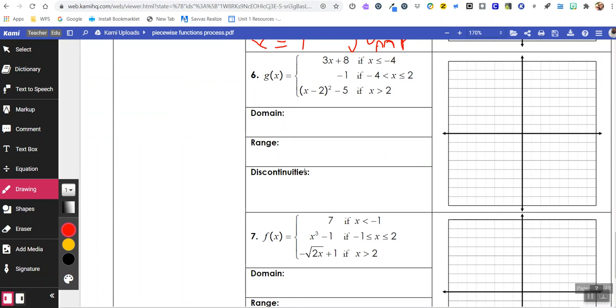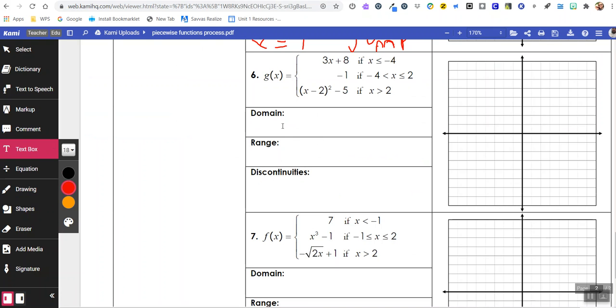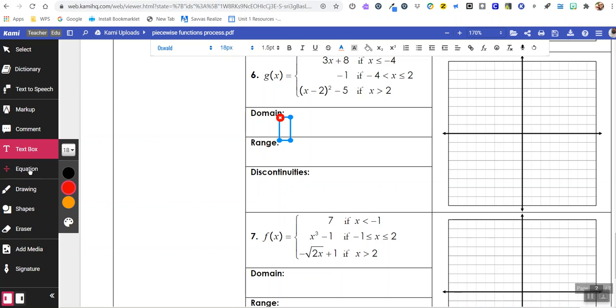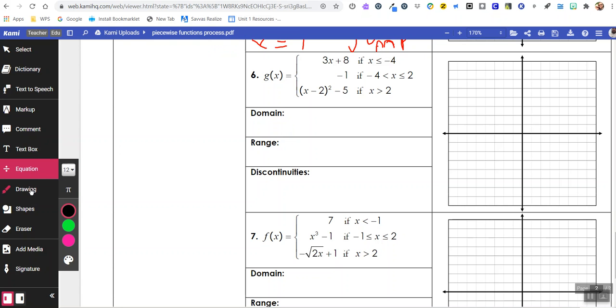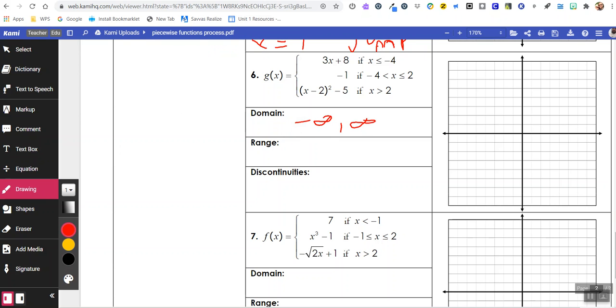But more specifically, if you look at number 6, the domain is all reals. The domain is legitimately all reals. You can have whatever you want. So from negative infinity to infinity. The range is also all reals. So from negative infinity to infinity.